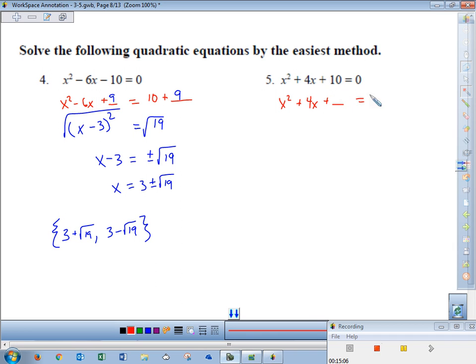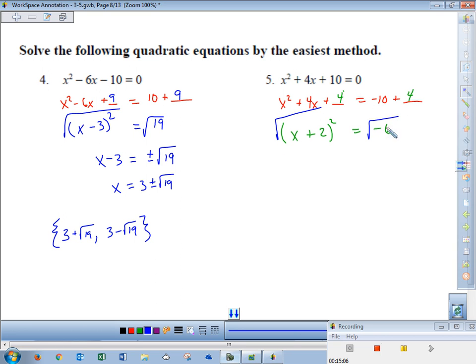Got to move this over, so watch out. That's going to be a minus 10. And now you fill in the blank with half the B value squared. So that would be 2 squared, which is 4. And now this will factor to be x plus 2, right? Quantity squared equals negative 6. Uh-oh! Time for some imaginary answers, because now we've got to square root both sides.